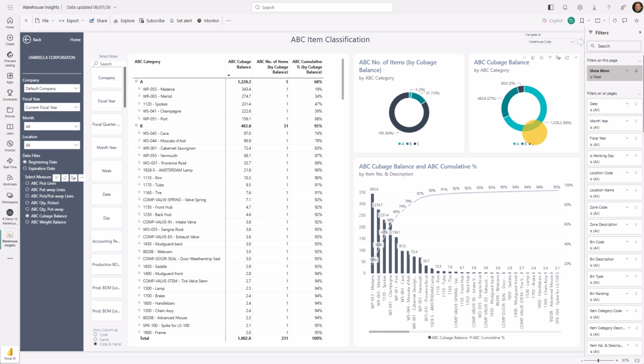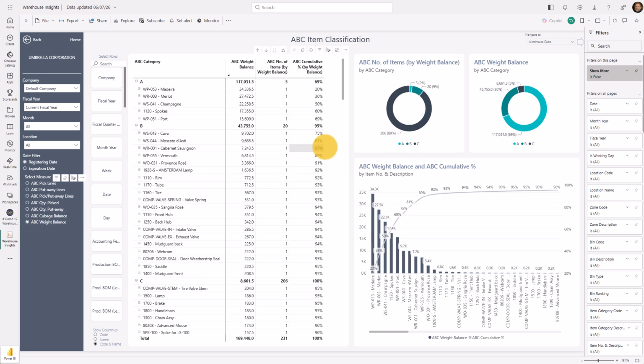Pick lines tell you where your effort goes. Cubage tells you where your space goes. And weight tells a similar story. Again, just a handful of heavy items driving most of the load. So there's 3 lenses on the same catalogue, and great warehouses manage all of them.